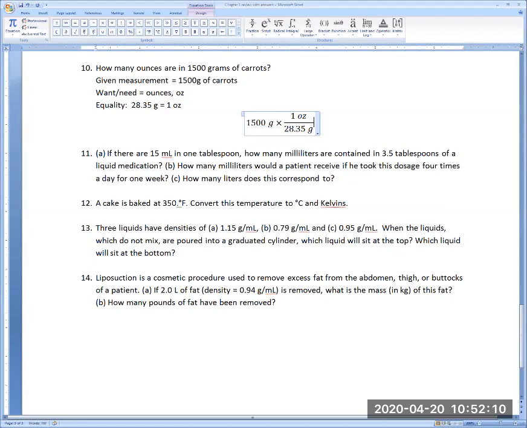They cancel. And so in the calculator, you do 1,500 divided by 28.35. And I will write the calculator answer: 52.9100. There are more digits after that. So what is the unit of that?